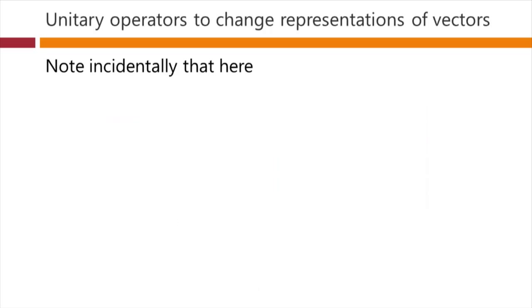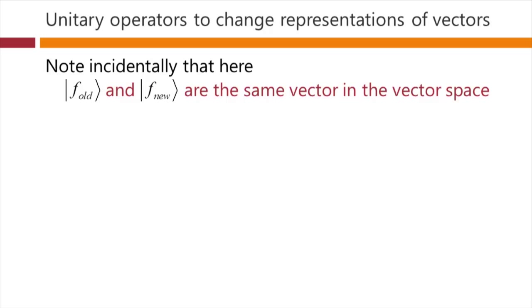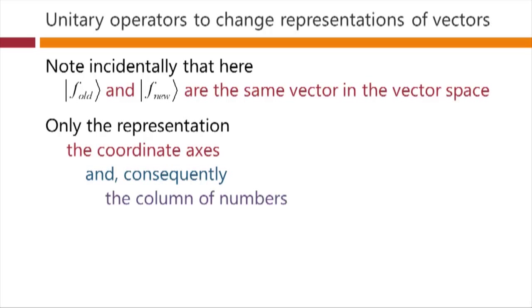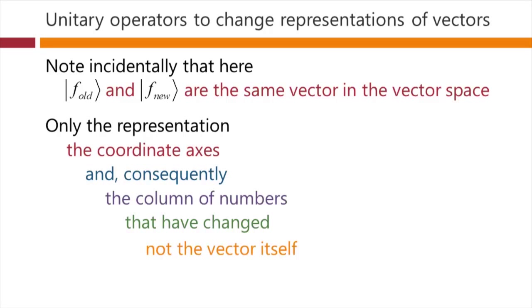Note incidentally that here f old and f new are the same vector in our vector space. If you like, in our geometrical analogy, these two vectors are pointing in the same direction and are the same length. They are the same vector. Only the representation, the coordinate axes, and consequently the column of numbers we're going to use, has changed, not the vector itself.